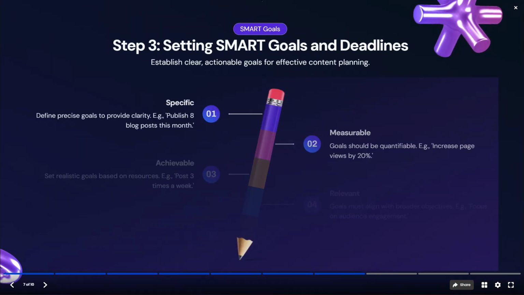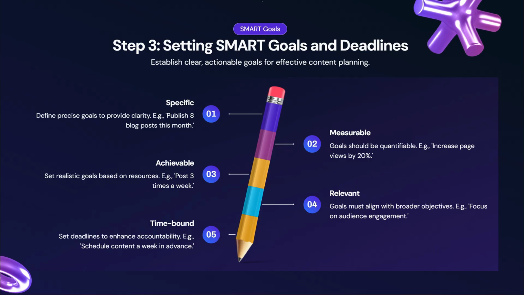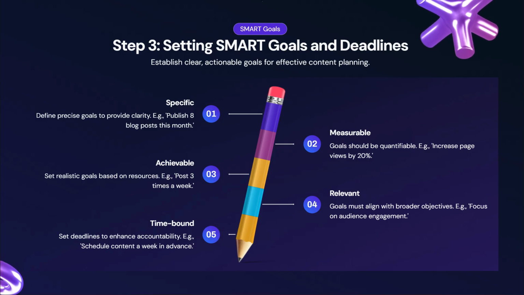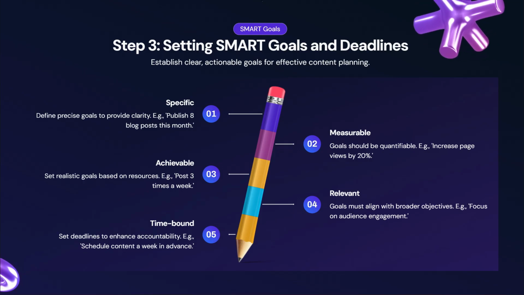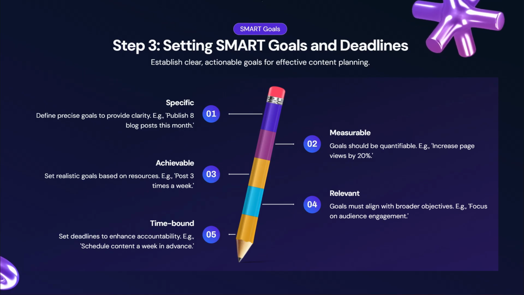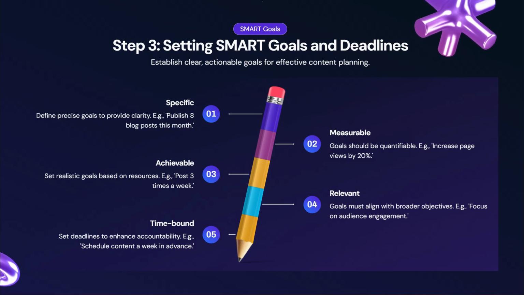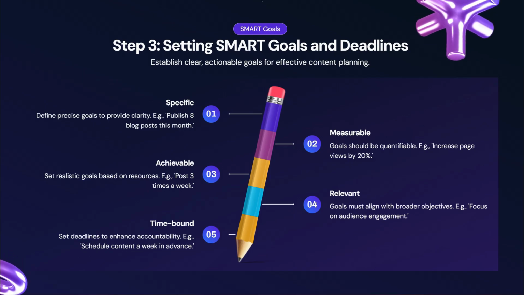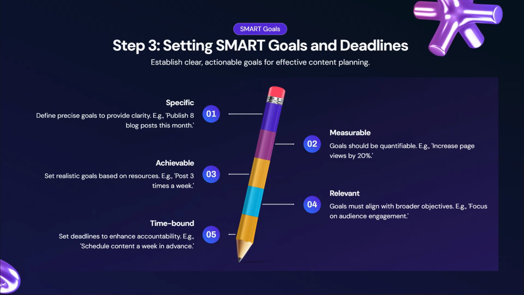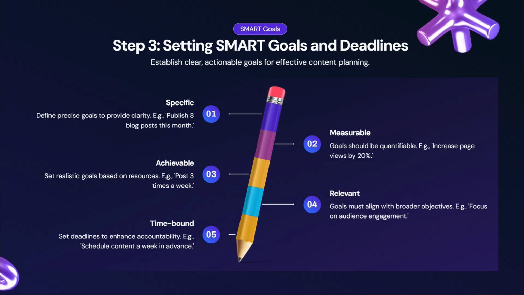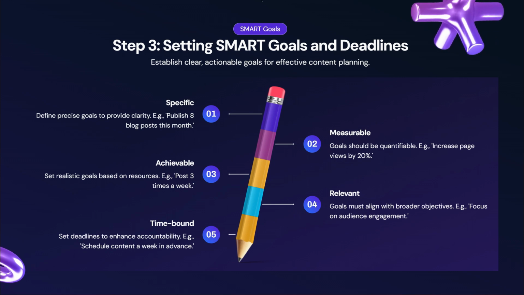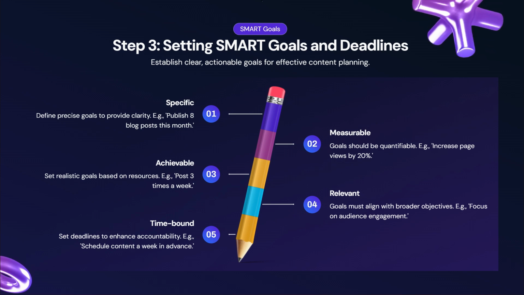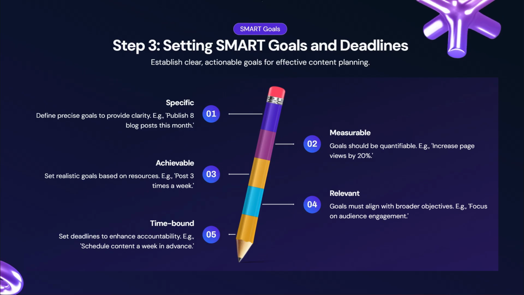Also, you can set goals and deadlines, such as SMART goals, wherein your goals are specific, measurable, achievable, relevant, and time-bound. For example, you can set clear goals for your content creation process. Instead of saying, I want to grow my blog, set a goal like I want to publish 8 blog posts this month and increase my monthly page views by 20%. You can set deadlines which would help you stay accountable and track your progress. For example, if your goal is to post 3 times a week, your deadline for creating and scheduling content should be at least 1 week in advance.